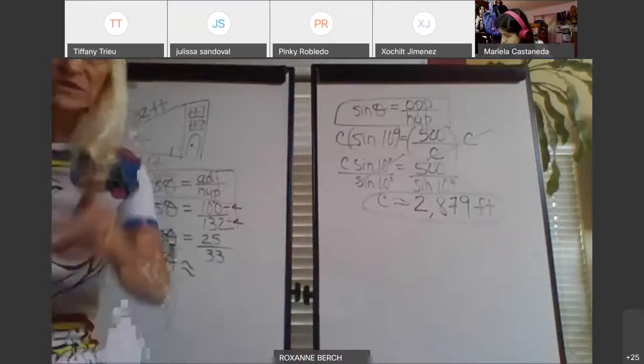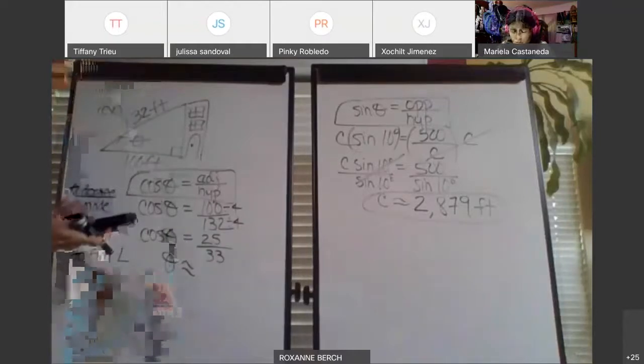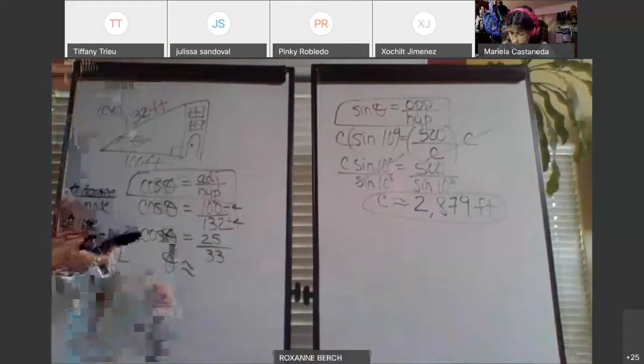Okay, so somebody use the inverse key and tell me what you get here. I don't know what the answer is. I just made this up out of my head. I'll do it, but somebody give me the answer. It'd be cosine inverse of what? What do you get?